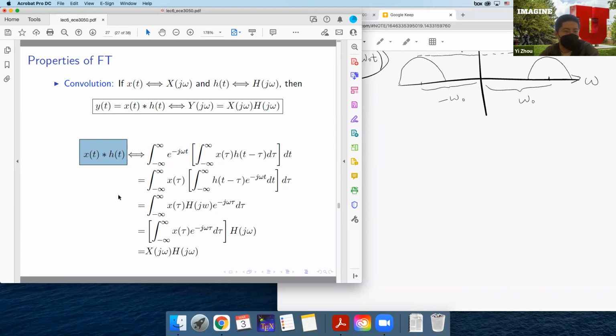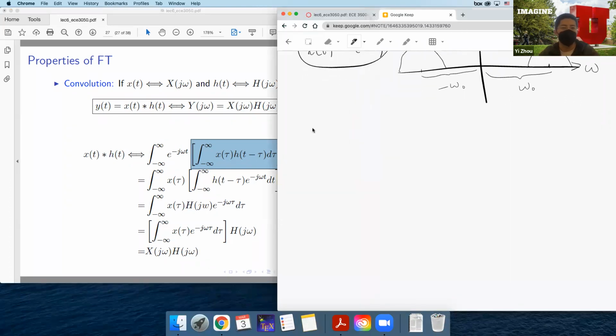And look at its Fourier transform. Now, by definition of Fourier transform, it is defined in this way. Well, this is the definition of convolution between x and h, if you still remember it, right? It's integration of x(tau) h(t minus tau) d tau. This is exactly the convolution between x(t) and h(t).